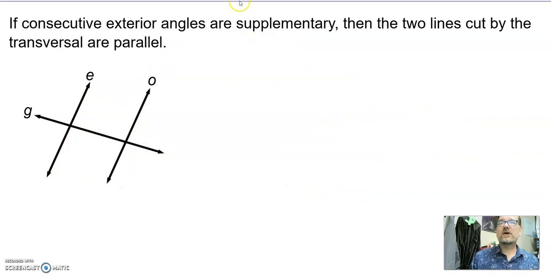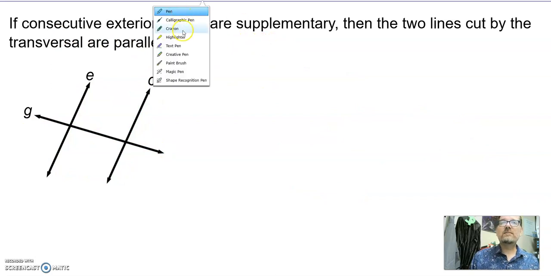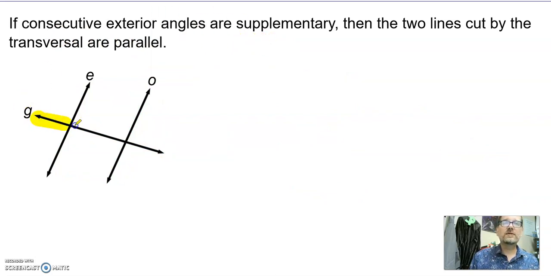Consecutive exterior angles are supplementary. So let's find my consecutive exterior angles. Highlight my transversal, because both of these angles need to be on the same side of the transversal. Both will be on top or both will be on bottom. Exterior means they will both be outside. So we can use 60. 60 is on the bottom and outside, so I need bottom and outside.